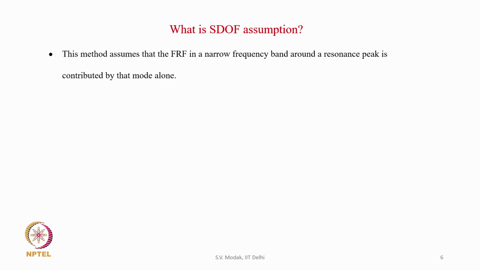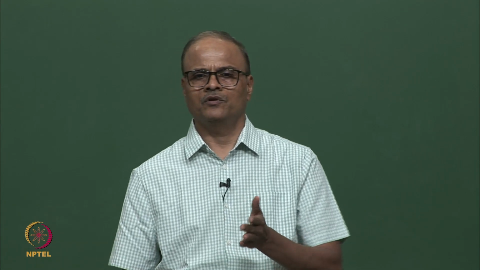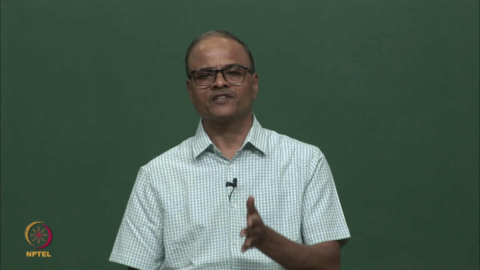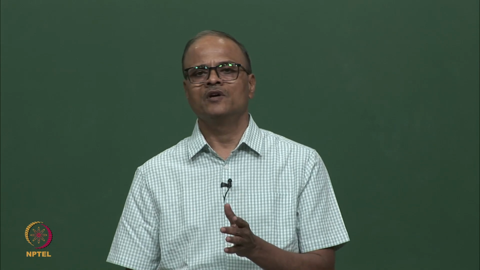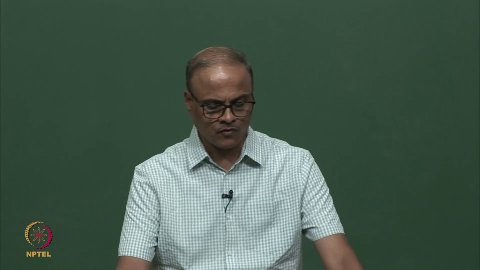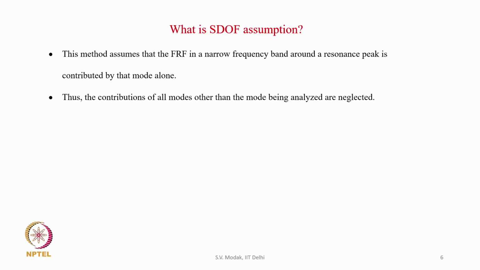This method, the peak picking method, assumes that the FRF in a narrow frequency band around the resonance peak is contributed by that mode alone. So, if we are, let us say, analyzing a particular peak in the FRF, let us say the Rth peak, then this method assumes that the FRF in a narrow frequency band around that Rth peak is contributed only by the Rth mode of the structure. The other modes, which also are present and contribute to some extent to the frequency response in that frequency range, are neglected by this method. Therefore, the contribution of all the modes other than the mode being analyzed is neglected.